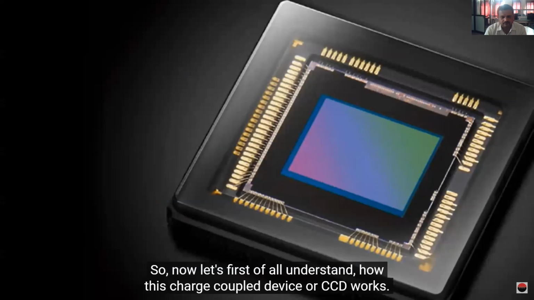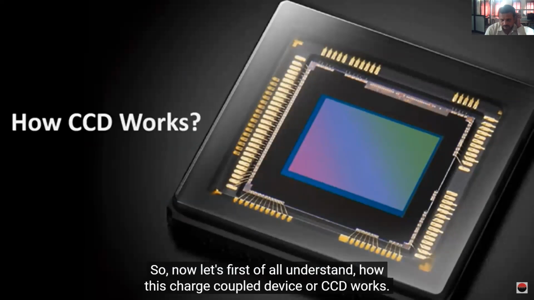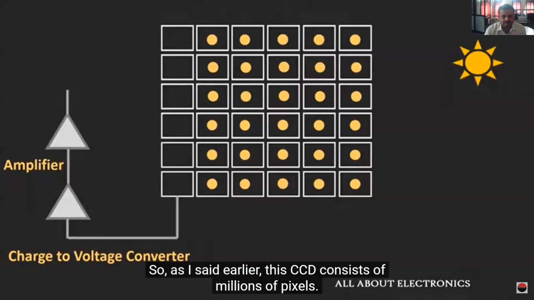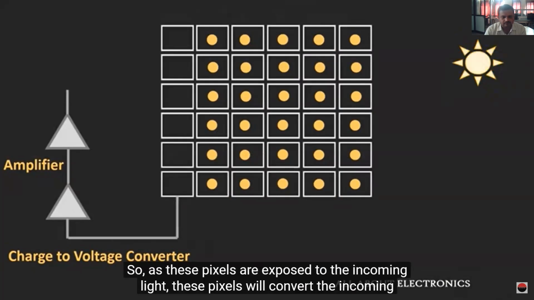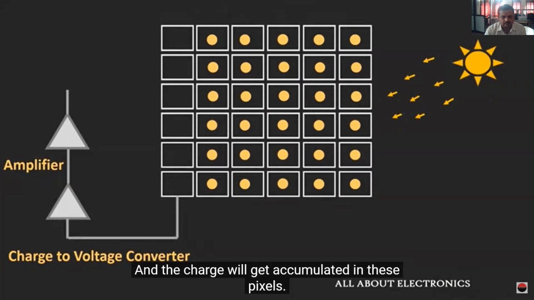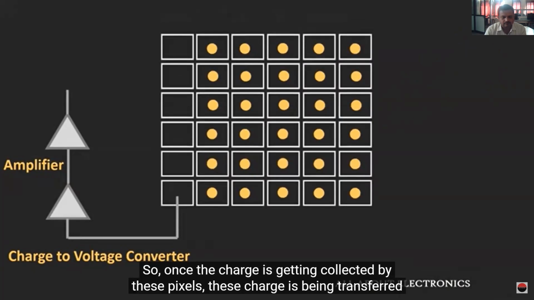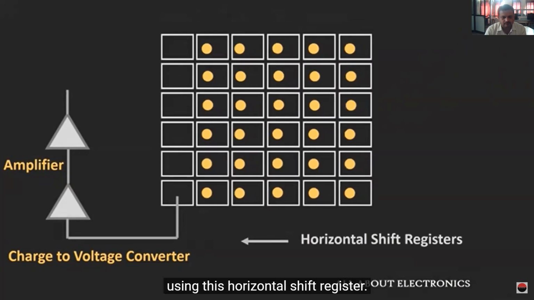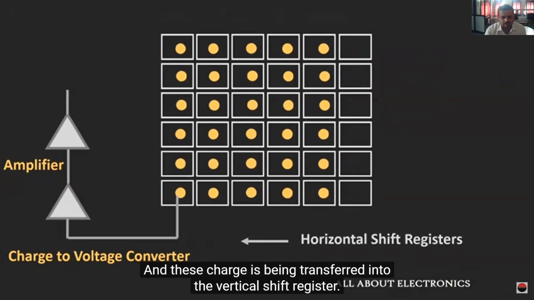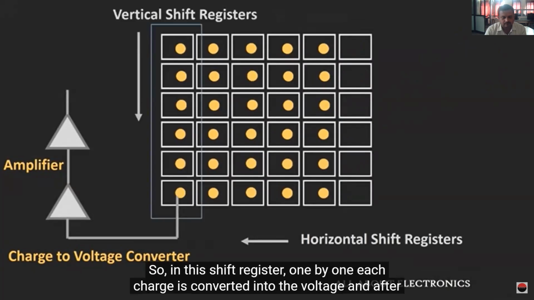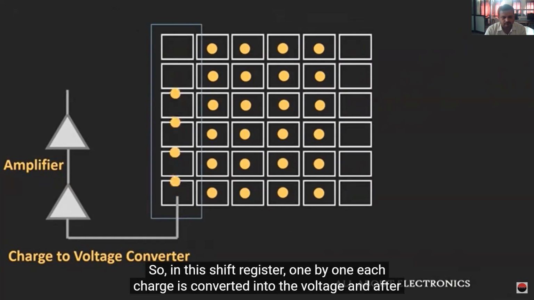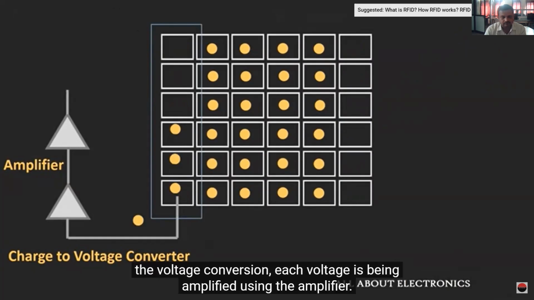Now let us first of all understand how the charge coupled device or CCD works. As I said earlier, the CCD consists of millions of pixels. As these pixels are exposed to the incoming light, they convert the incoming light into charge, and the charge gets accumulated in these pixels. Once the charge is collected by these pixels, it is transferred using this horizontal shift register, and this charge is transferred into the vertical shift register. In this shift register, one by one, each charge is converted into voltage, and after the voltage conversion, each voltage is amplified using the amplifier.